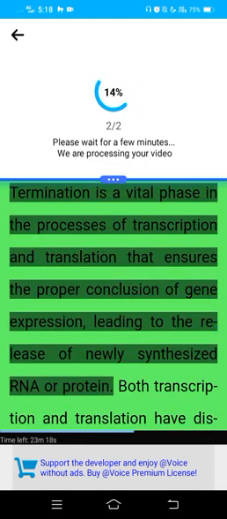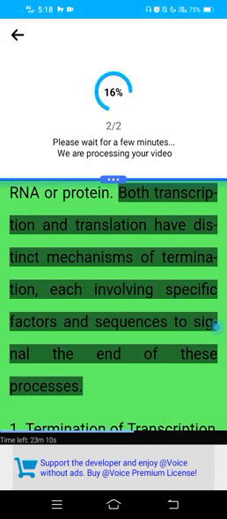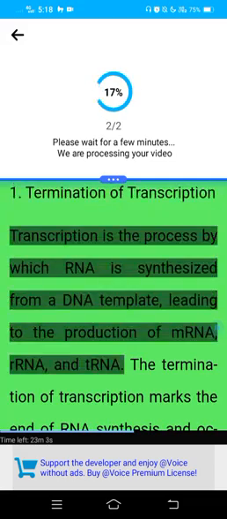Termination is a vital phase in the processes of transcription and translation that ensures the proper conclusion of gene expression, leading to the release of newly synthesized RNA or protein. Both transcription and translation have distinct mechanisms of termination, each involving specific factors and sequences to signal the end of these processes. 1. Termination of transcription.